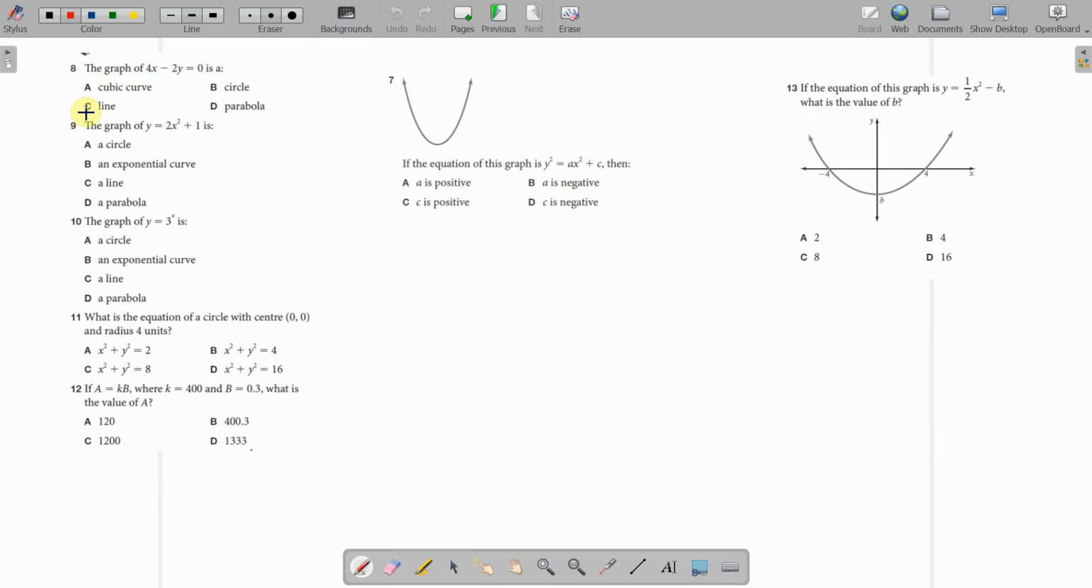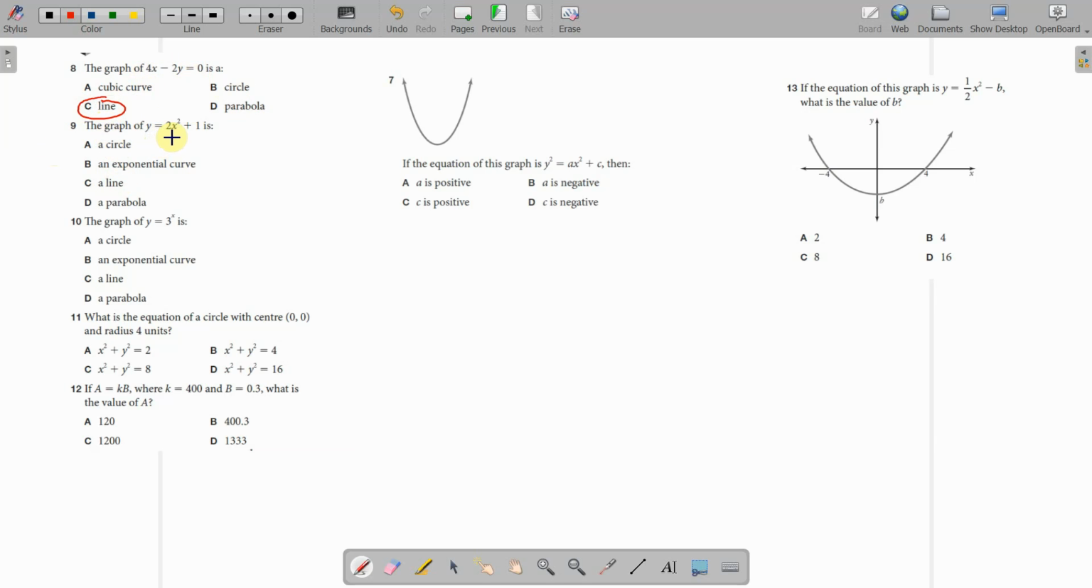Okay, next one. The graph of 4x minus 2y equals 0. Now remember, look at the indices. There are no indices in this anywhere, so it's got to be a line. If there were indices, we'd have to be looking at one of these other three. But because there's no x squared or cubed, there's no y squared or cubed, there's none of that, it's going to be a line.